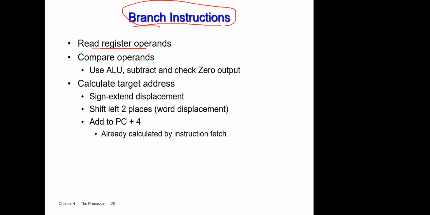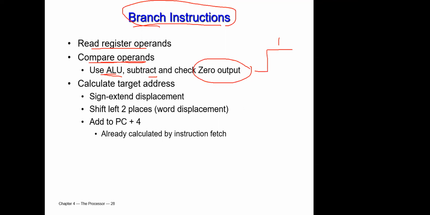So I have, of course, to read the register operands. I have to do the comparison. As soon as I have a branch equal or not equal, I have to do a subtraction instead of the addition. So I will use the ALU to subtract and then check for the zero output. As we mentioned earlier, if the subtraction result is equal to 0, the zero output will be equal to 1, meaning it is true. That is the design that we have implemented here.